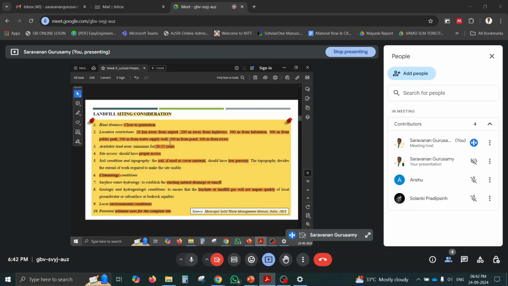500 meters away from the water supply well, because whatever leachate is generated may contaminate the well or the groundwater. So it should be at least 0.5 kilometer away from the water supply well, and then 200 meters from the pond and 100 meters away from the river. So please remember these numerical values. And the main areas: airport, highways, habitation, like public parks and all. Then the water supply system should be very far, and then ponds and rivers.